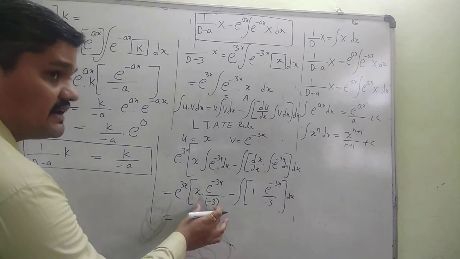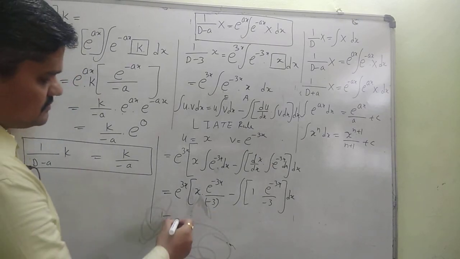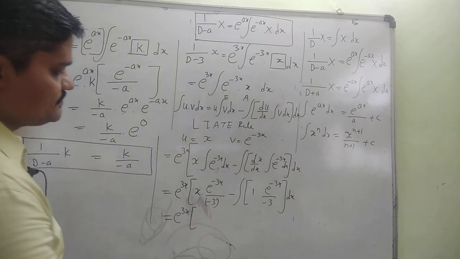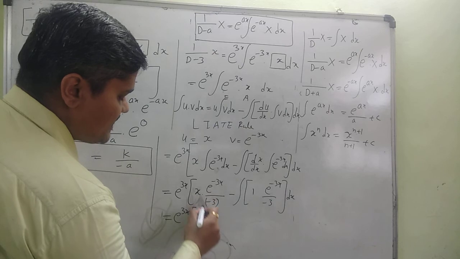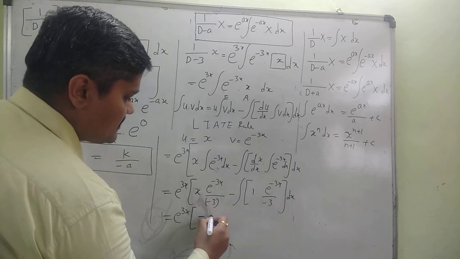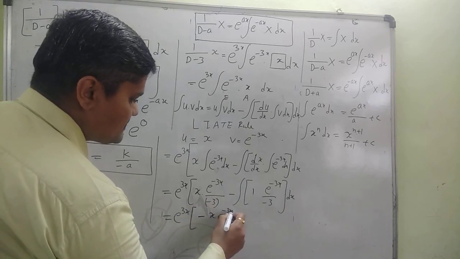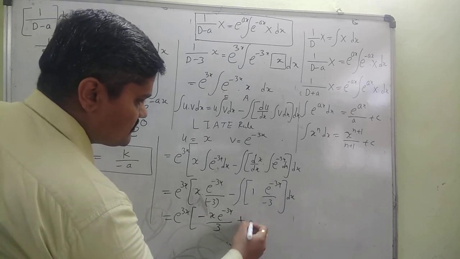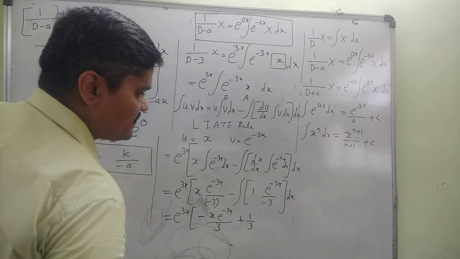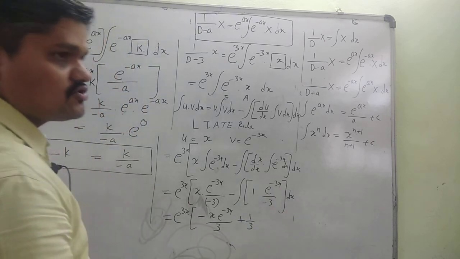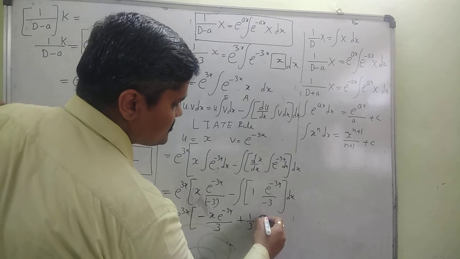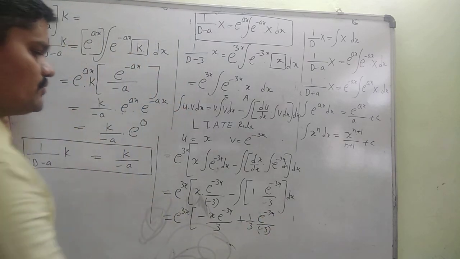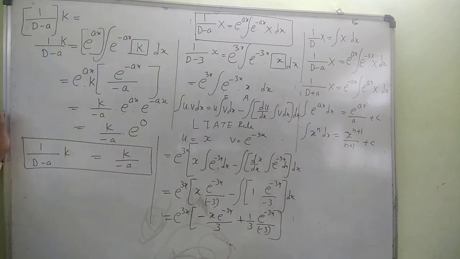Furthermore, now the integration signs are over. In the first part, e raised to 3x, in bracket, this minus will be taken here in the middle, x e raised to minus 3x upon 3, minus minus plus, 1 upon 3 is outside. Again the integration of e raised to minus 3x will be e raised to minus 3x upon minus 3. So this is how we are solving the given numerical.